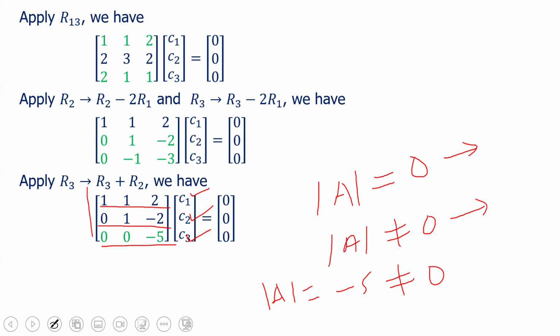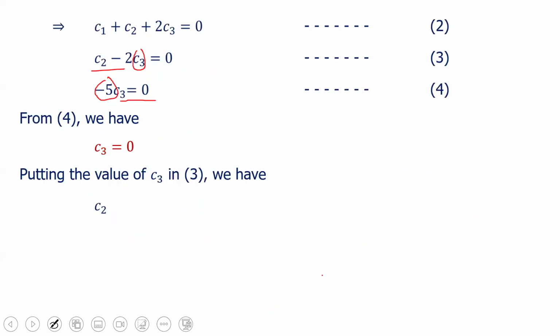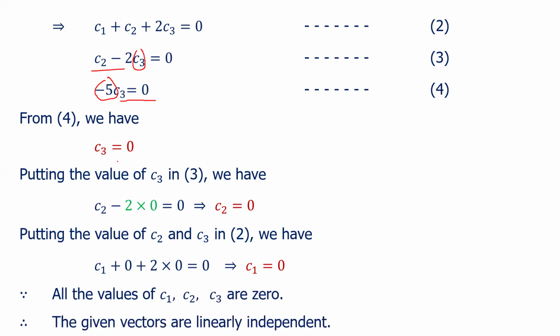So this is one more check to determine whether the given vectors are linearly independent or dependent. If the determinant of A equals 0, the vectors are linearly dependent. If the determinant of A is not equal to 0, the vectors are linearly independent. Here, all the values of C1, C2, C3 are 0. Therefore, the given vectors are linearly independent. Thank you.